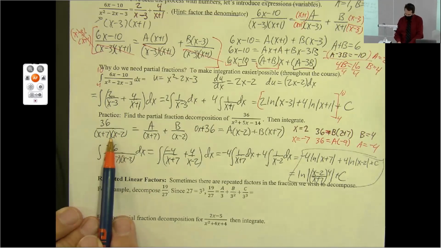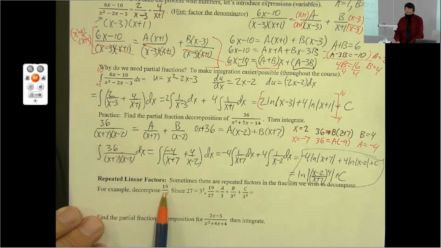What would happen if I wanted to decompose the fraction 19 over 27? Well, we notice that 27 is 3 cubed. So what are my options for the fractions building up? Well, I'd have thirds, ninths, and 27ths.